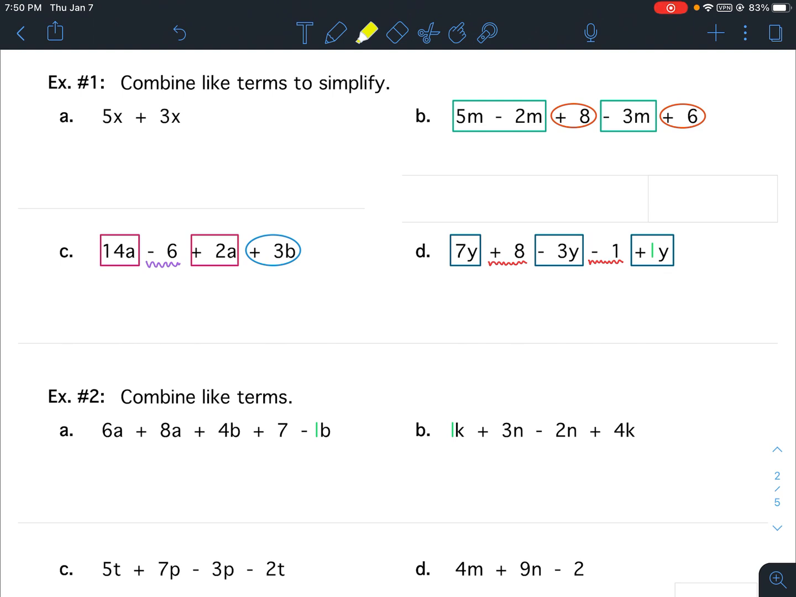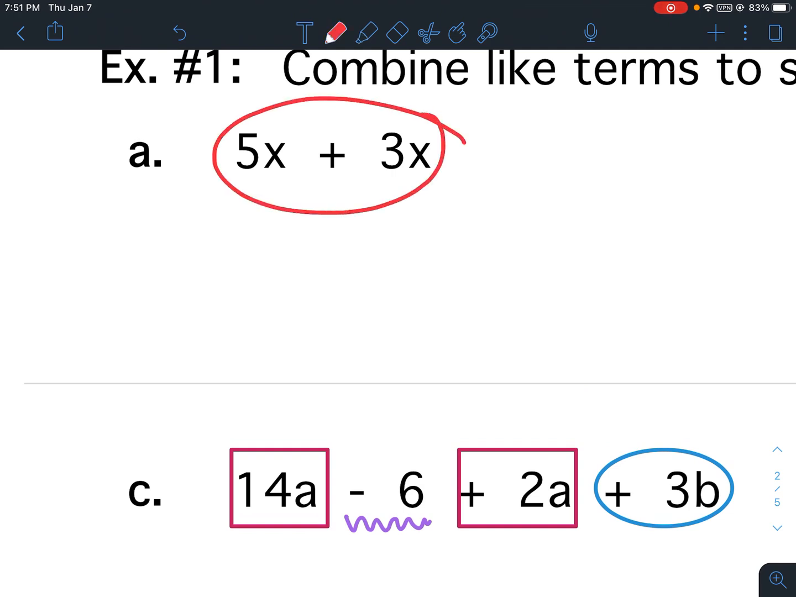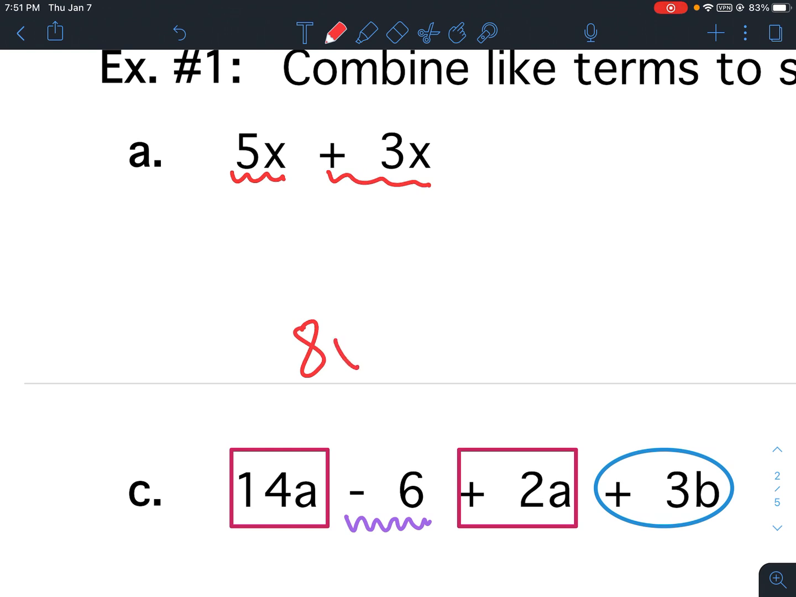Example 1 is combine like terms to simplify. Now you'll notice that I didn't draw any boxes or circles or anything on this one because they are both x's. If you want to, you could just go ahead and put squiggly lines underneath both. But 5x plus 3x would give us 8x, because 5 plus 3 is 8.